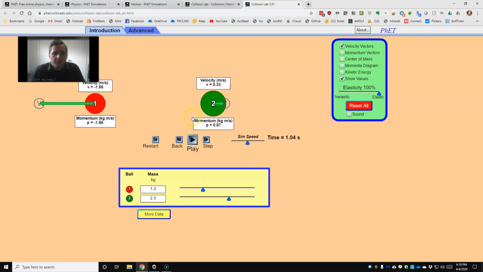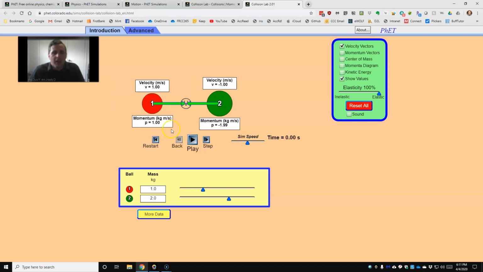Now, this is all the conservation of momentum in terms of elastic collisions. Notice that it's elastic because what we did is we set the elasticity to be exactly 100%. What we should also do is repeat these same experiments, but do them inelastically, where objects stick together. So I will try to do that in the next video.